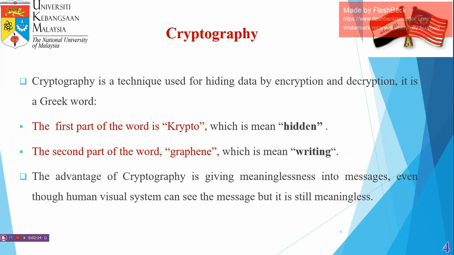Cryptography. Cryptography is a technique used to hide data by encryption and decryption. It is a Greek word. The first part of the word is crypto, which means hidden. The second part of the word is graphy, which means writing. The advantage of cryptography is giving meaninglessness to the message: even though the human visual system can see the message, it is still meaningless.